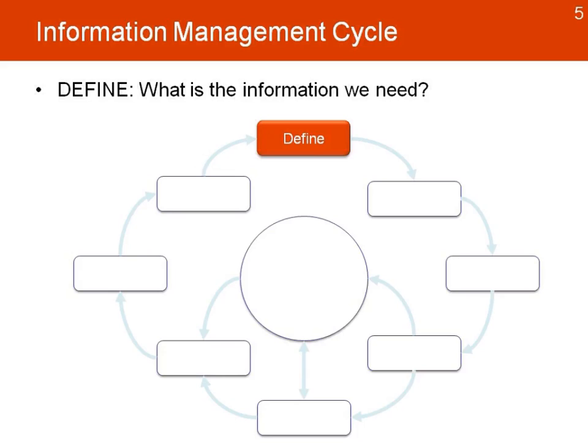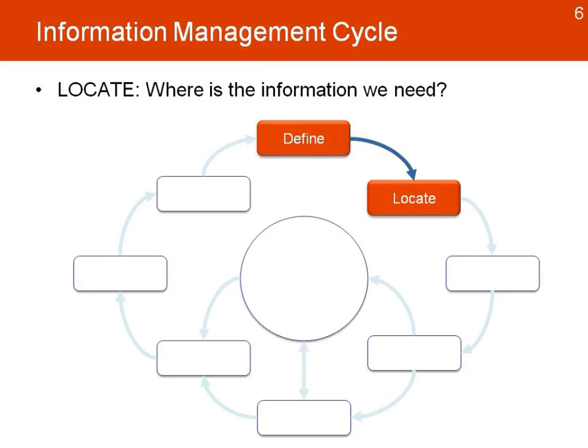Let's look at the first step, define. That is what we begin in the project by identifying the information that we need. That need may come from the donor, from key stakeholders, even from the project. But we end up with a list of all the information that we need.